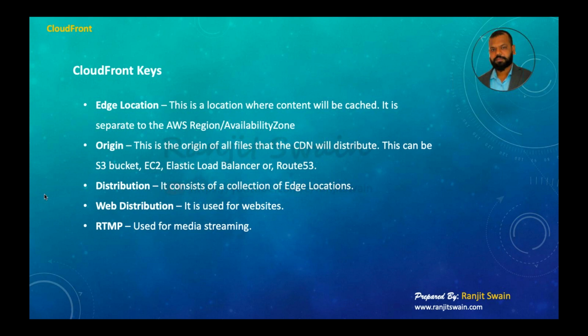For the time being, just see what a distribution is. A distribution consists of a collection of edge locations. Web distribution is used for websites, and RTMP is used for streaming. So just remember these keywords: web distribution and RTMP. Sorry, this is called real-time media processing, media streaming. Whenever we're doing media streaming, we can think about Netflix, Prime Video, or whoever is providing the streaming platform for videos. That's called media streaming.